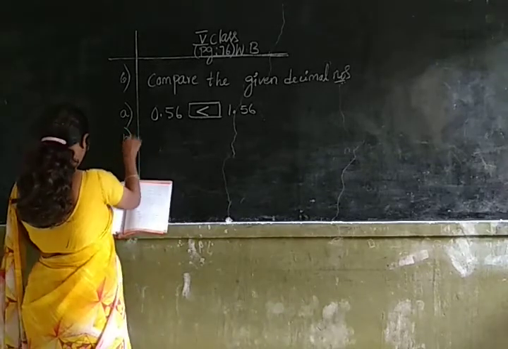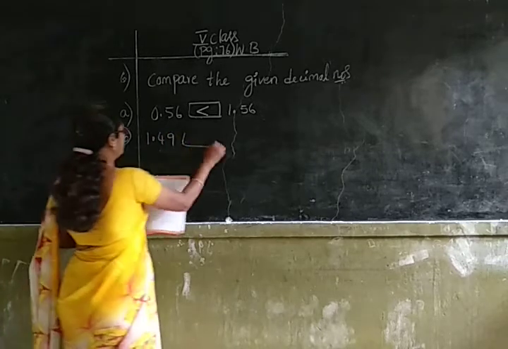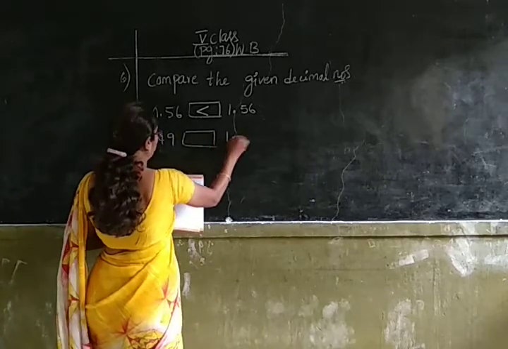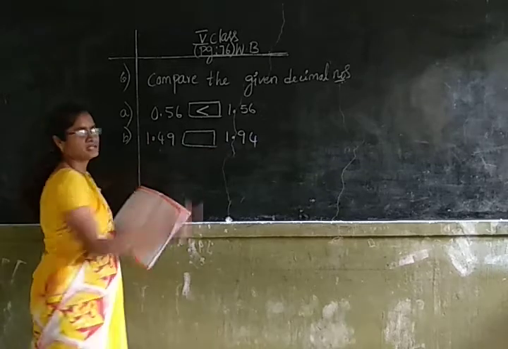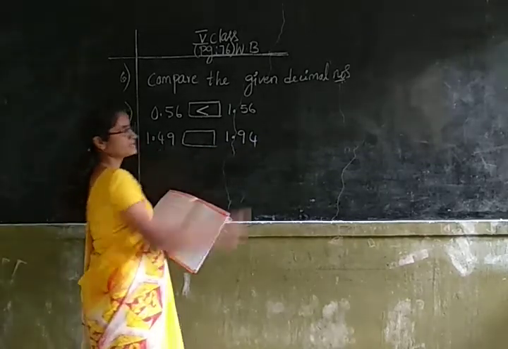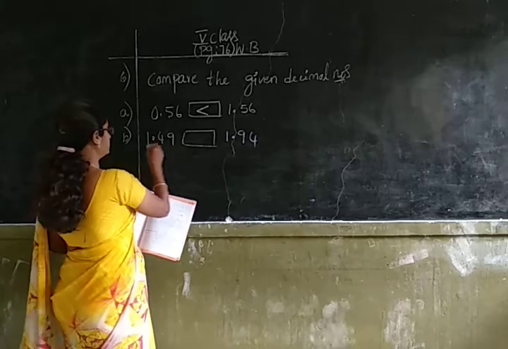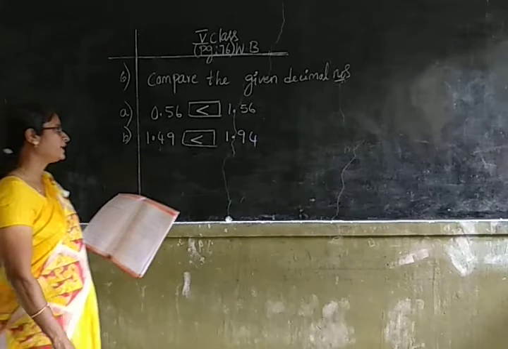Now let us do the B sum. 1.49, 1.94. In ones place, both the numbers are having 1, and in the tenths place, this number is having 4 and this number is having 9. 9 is bigger. So 1.49 is less than 1.94.